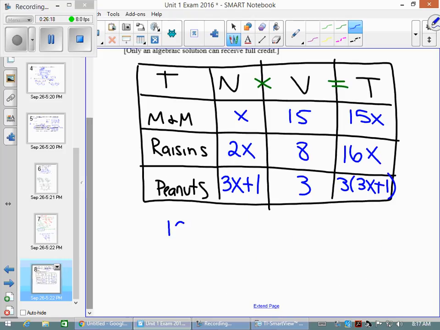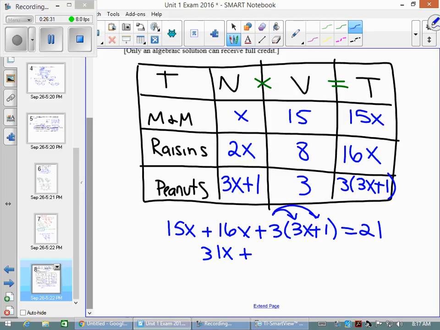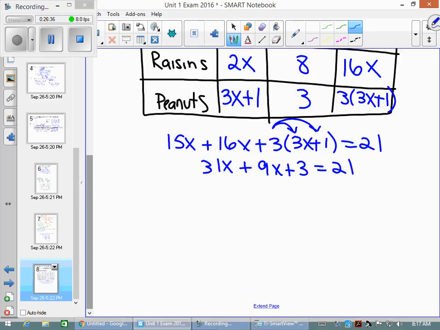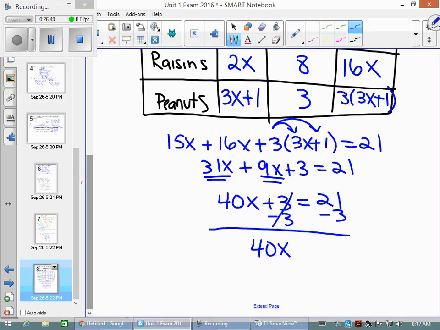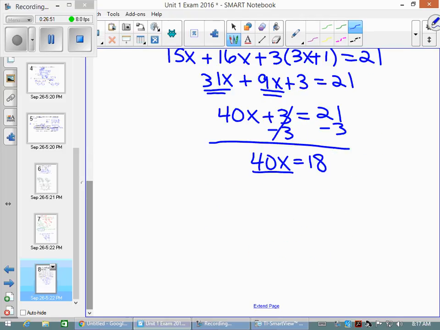If I start combining some like terms, I have 31x plus, I also want to distribute, so I get 9x plus 3 is equal to 21. I still have some like terms to combine, so 31 plus 9 would give me 40. So I have 40x plus 3 is equal to 21. Now I need to solve for my x, so I get 40x is equal to 18, and when I divide by 40 here, you're going to end up with the decimal 0.45, which tells me how many pounds of M&Ms I have. I have 0.45 pounds of M&Ms.